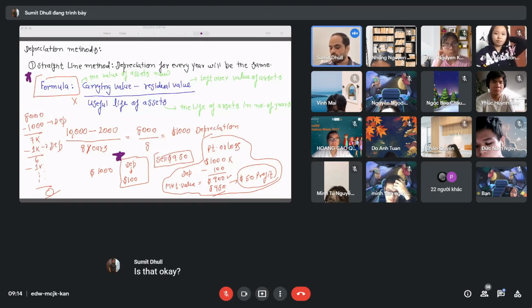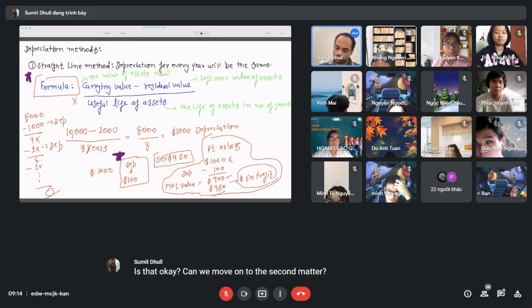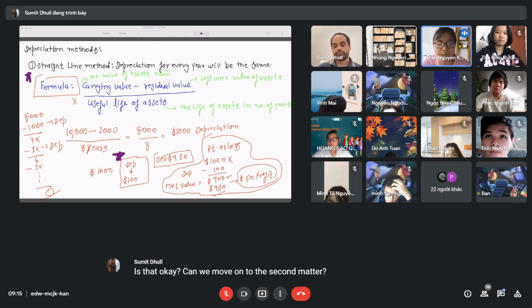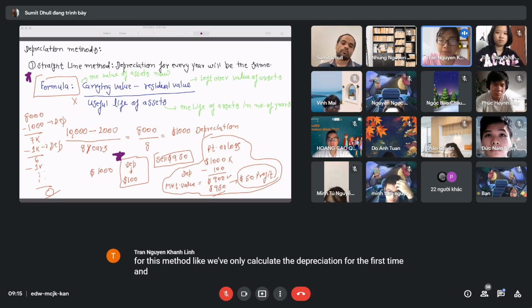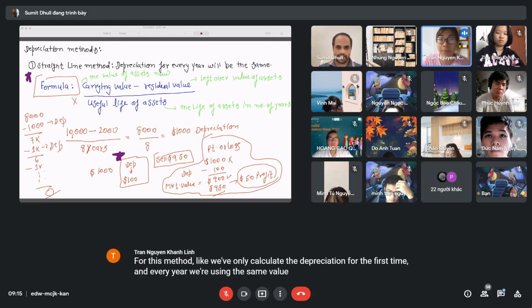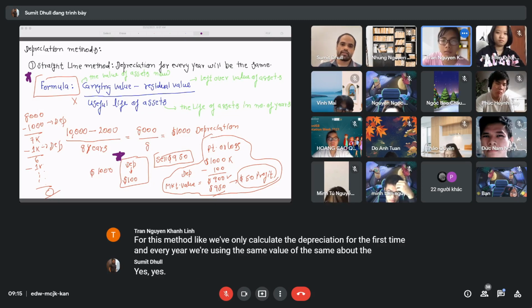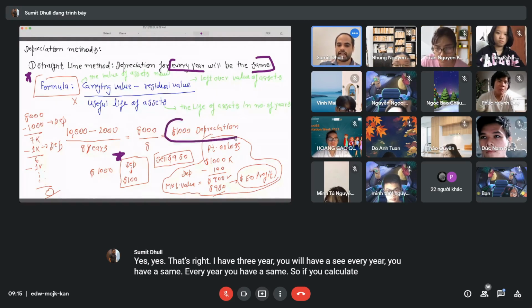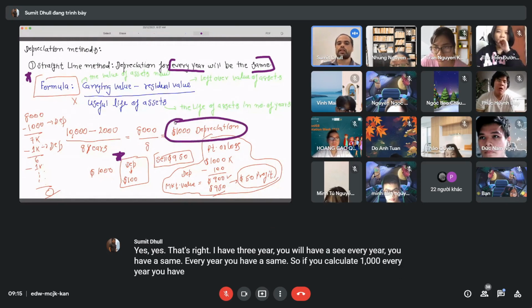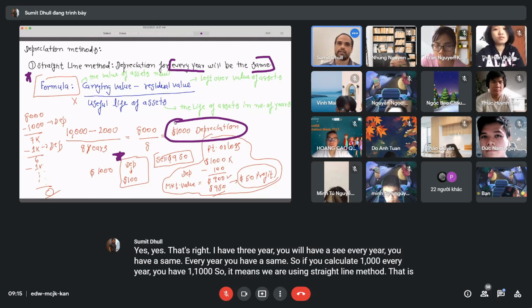Is that okay? Can we move on to the second method? So for this method, we only calculate the depreciation the first time, and every year we use the same value, the same amount. Yes, that's right. Every year you have the same. So if you calculate 1,000, every year you have 1,000, 1,000, 1,000, 1,000. So it means we are using the straight line method. That is your straight line method.